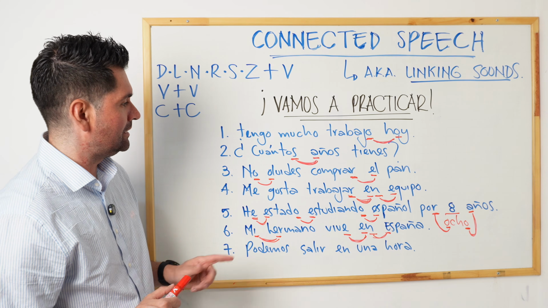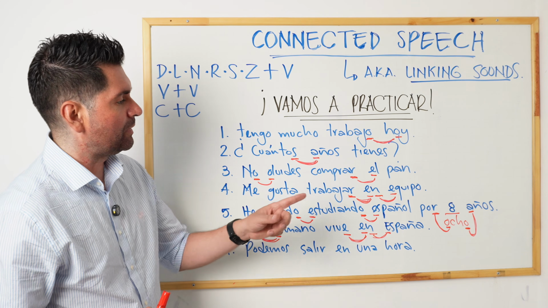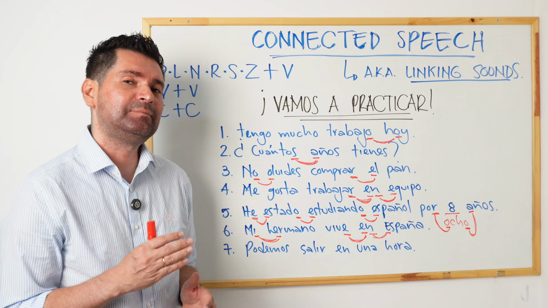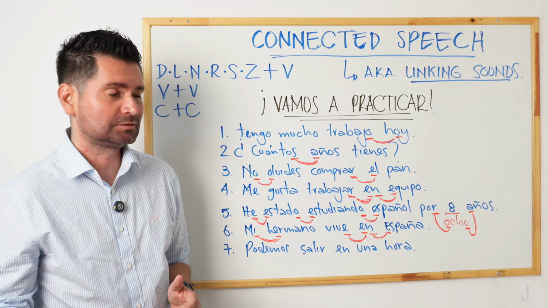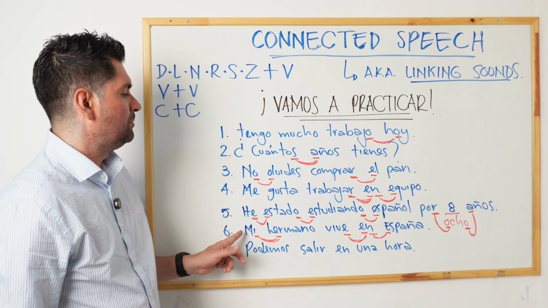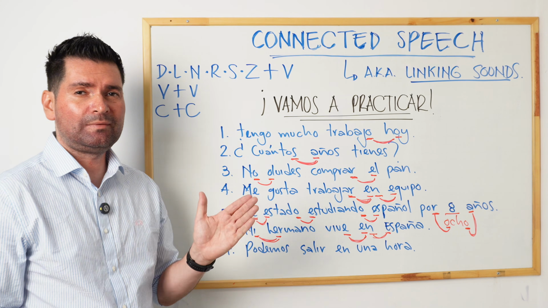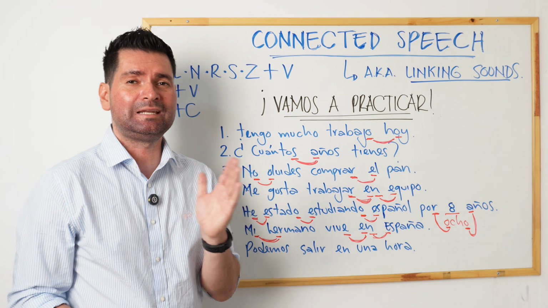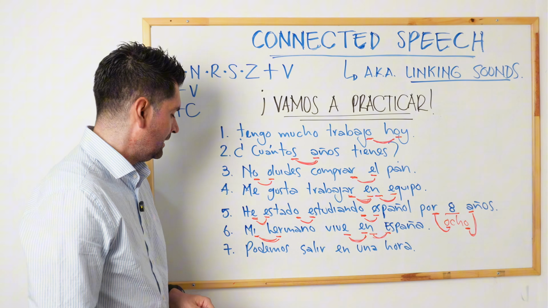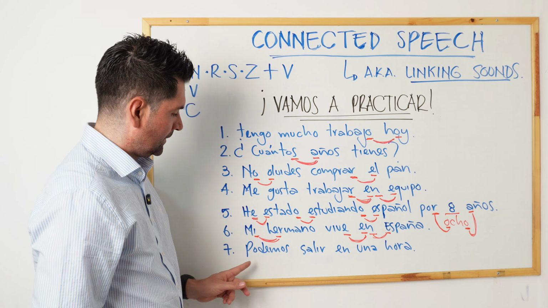Oh, I didn't translate this one. He estado estudiando español por 8 años means I've been studying Spanish for 8 years. Okay, again, 6. Mi hermano vive en España. Vive en España. It's vive en España.